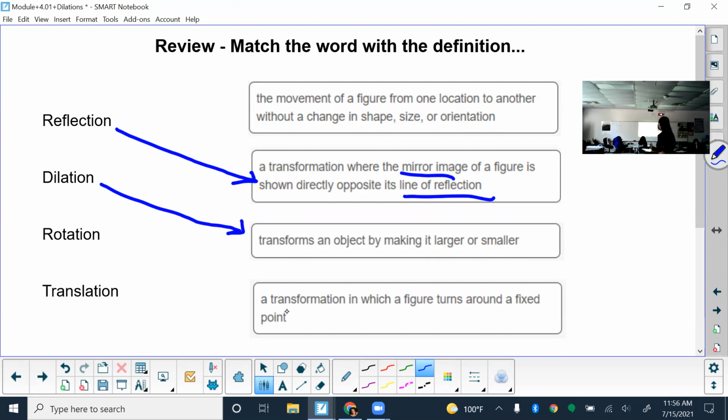Down here, we have a transformation in which a figure turns around a fixed point. Rotation, good. Turns around a fixed point. That's probably the indicator. And then translation would be this top one, right? So movement of a figure from one location to another. That's probably the biggest indicator for that one. Questions?